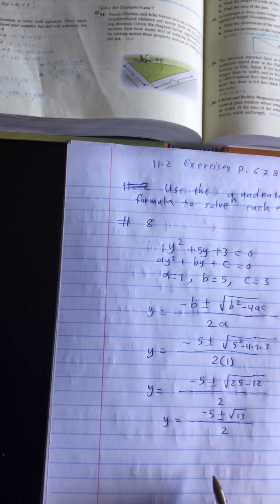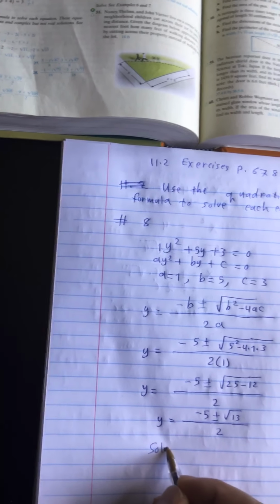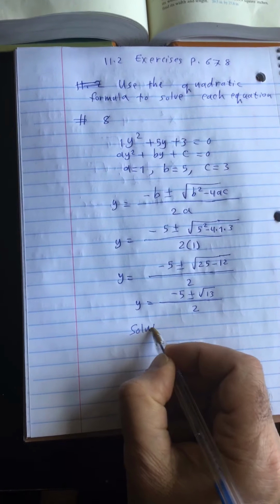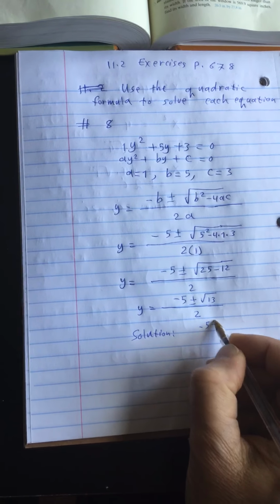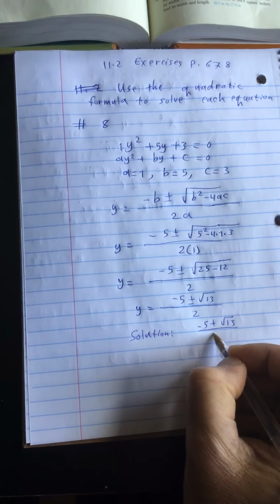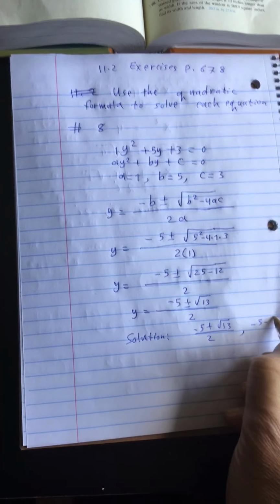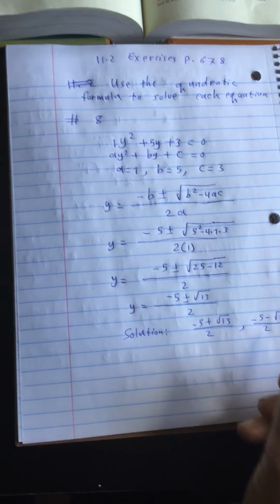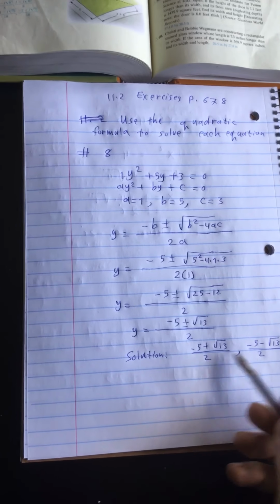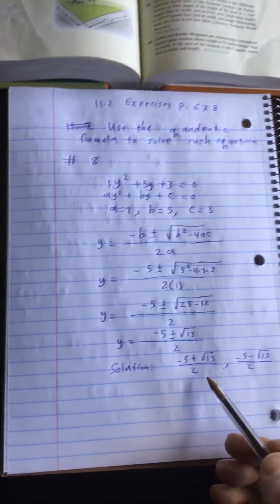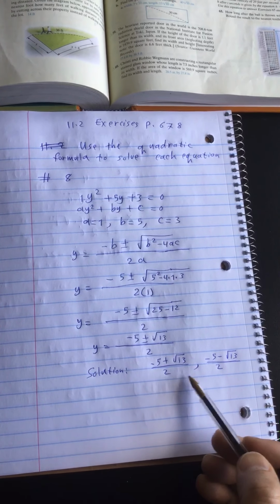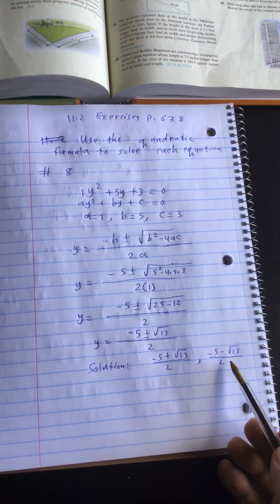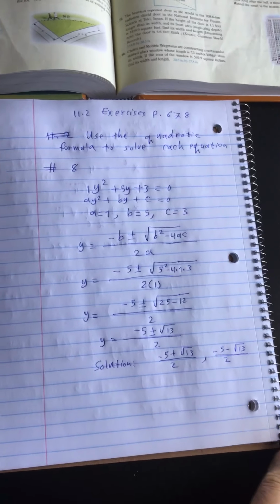So now the solutions are minus 5 plus root 13 over 2, or minus 5 minus root 13 over 2. So now the answer is two real numbers. The first one is minus 5 plus root 13 over 2. The other one is minus 5 minus root 13 over 2.